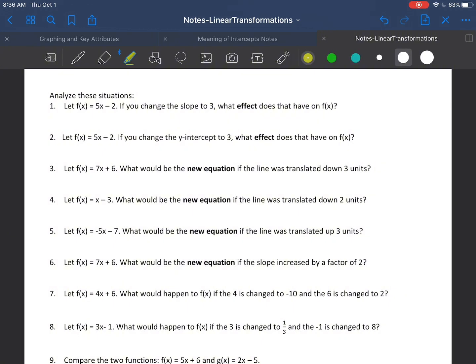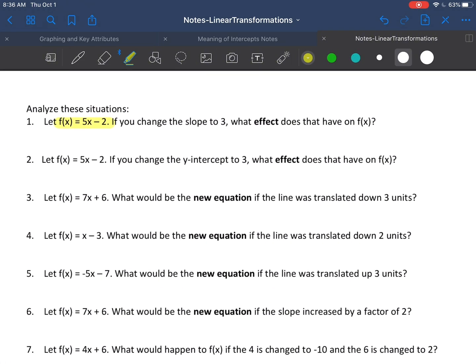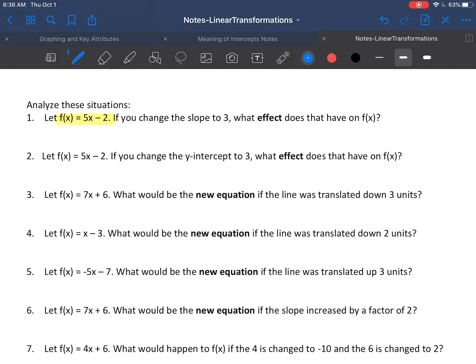Okay, so for right now, we are looking at f of x equals 5x minus 2. So instead of using the parent function, we're looking at this different function. And so its slope is 5, and its y-intercept, I'm going to use b, is -2. If you change the slope to 3, we're changing the 5 to a 3. What effect does that have on f of x? Well, if we change it from a 5 to a 3, it's getting less steep. The smaller the absolute value of the slope, the less steep it's going to be. We didn't change the y-intercept, so the only thing that happens is it's going to be less steep.